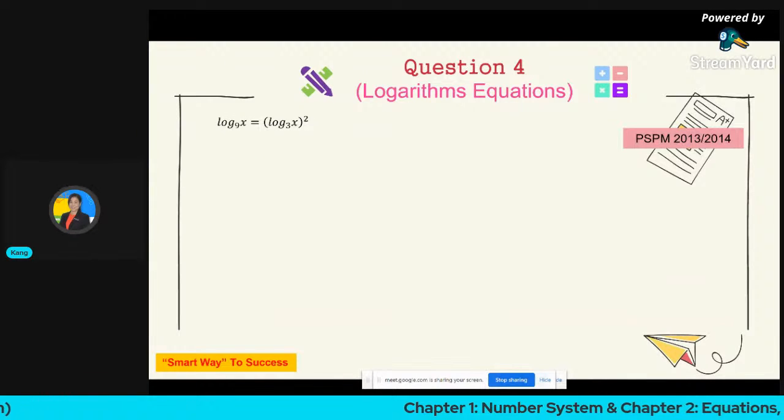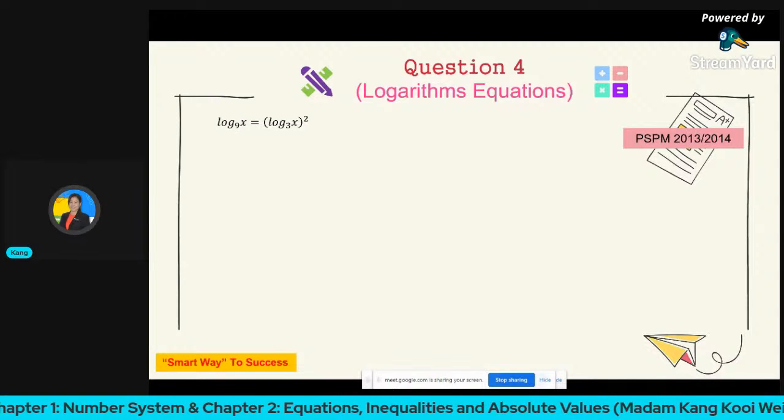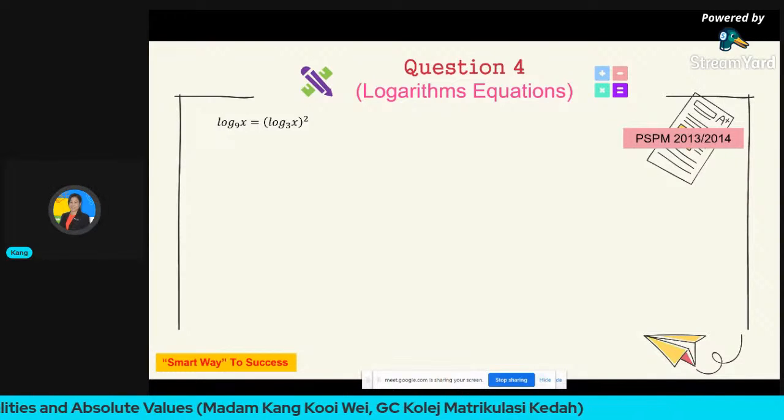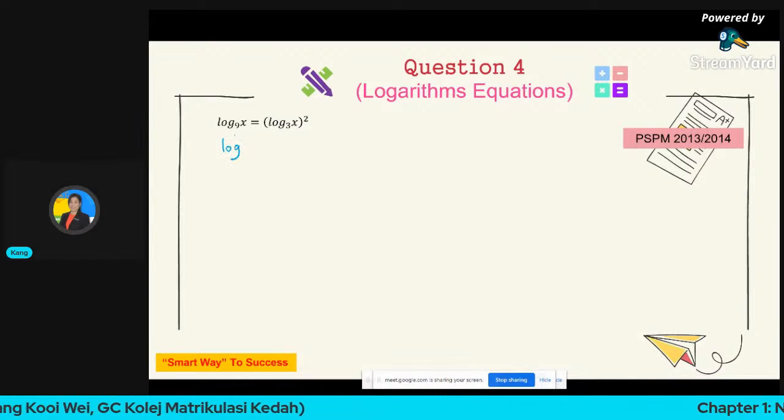Okay, so class, let us do it together. Madam shows you the steps of solving. Change the base. We have base 3 and base 9. It depends on you: you can choose to change it to base 9, or to base 3. For easy, we just change it to base 3.